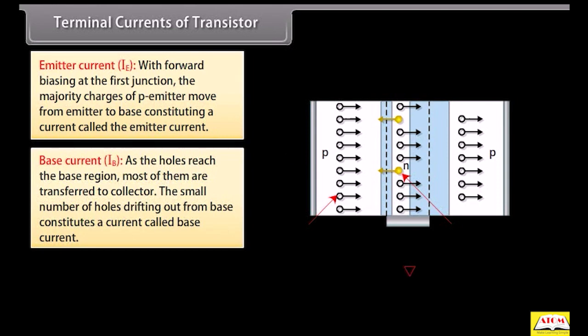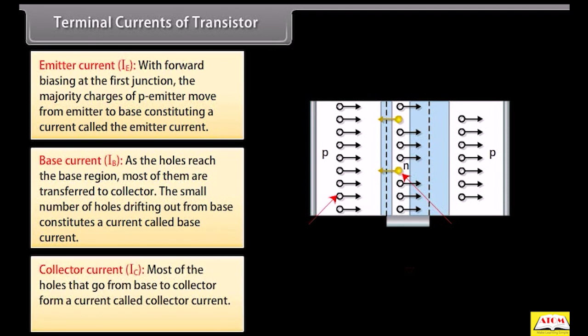Base current, IB. As the holes reach the base region, most of them are transferred to the collector. The small number of holes drifting out from the base constitutes a current called the base current. Collector current, IC. Most of the holes that go from base to collector form a current called the collector current. IE is equal to IB plus IC. The current concepts are all the same in PNP and NPN, except the fact that all currents are directed opposite in the two cases.